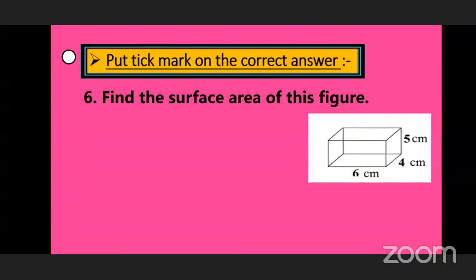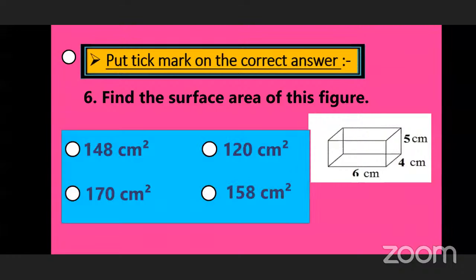The next question. Find the surface area of this figure. Now you have to calculate and find out. The options are here, children, on the screen. Do the multiplication, addition, and tell me the answer. Option number 1, 148 centimeter square. Are you sure? Yes. Very good. I like your confidence. Yes, the answer is correct.